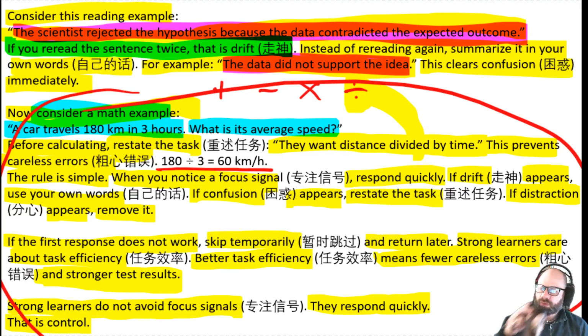It tells us when you are doing a math problem and you notice a focus signal, you need to do something. Like if you think you are drifting, you can use your own words to explain what you are doing. And if you are confused, you need to repeat the task again. What do you mean repeat the task again? You mean like do your homework again? No, say the task again. Oh, okay, I see. And if you are distracted, you remove it.